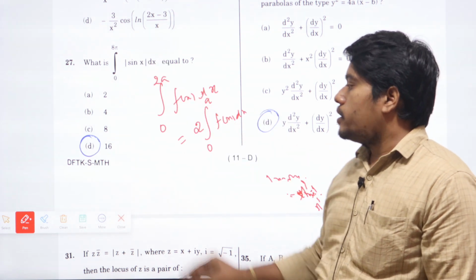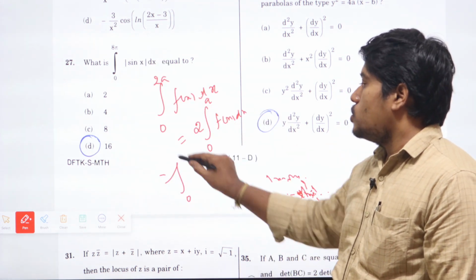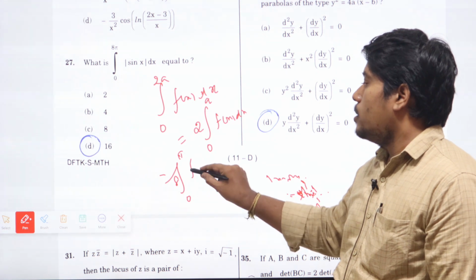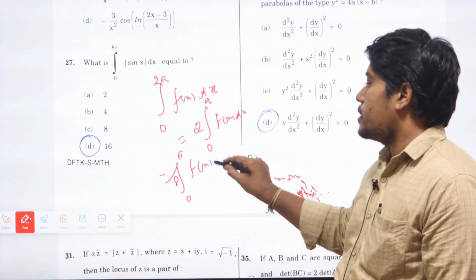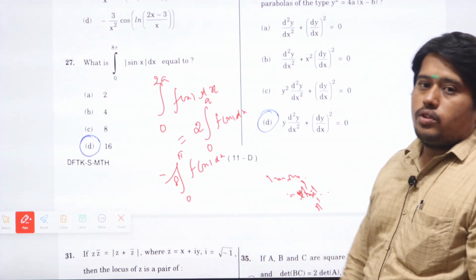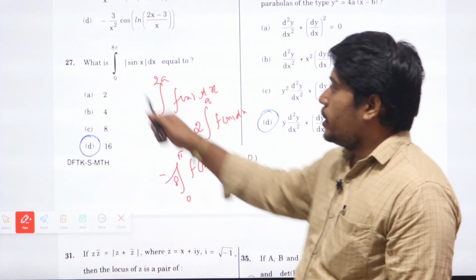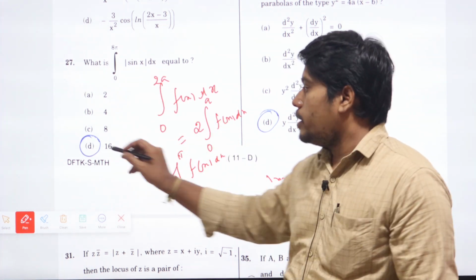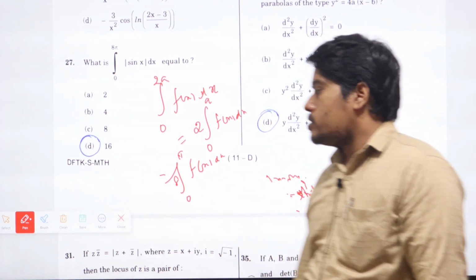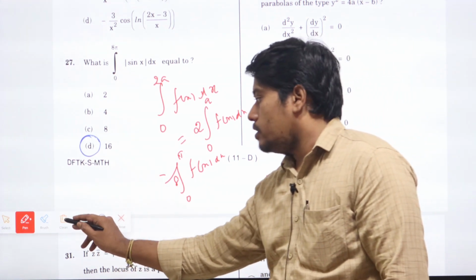Using these properties, we can split 0 to 8 pi into 8 times the integral from 0 to pi of sin x dx. Integrating over the limits 0 to pi, we get the value 16. So option D is the correct answer.